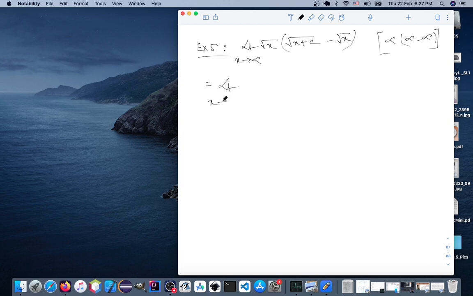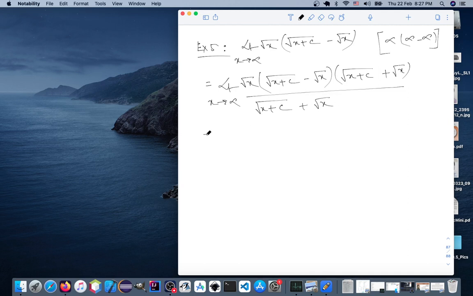Limit x tending to infinity root over x into root over x plus c minus root x, into root over x plus c plus root x divided by root over x plus c plus root x. After simplification, this becomes root x into x plus c minus x.